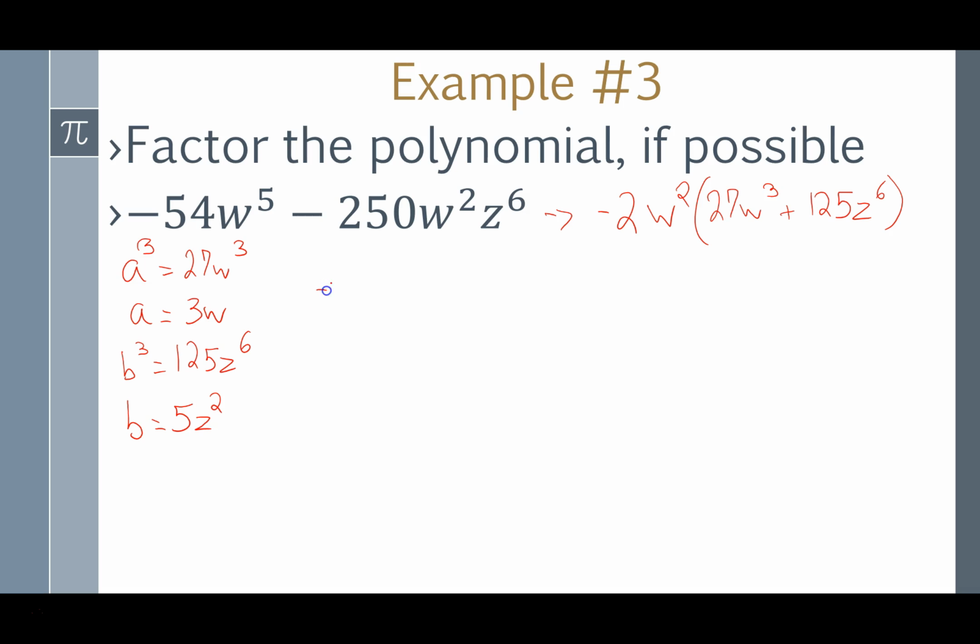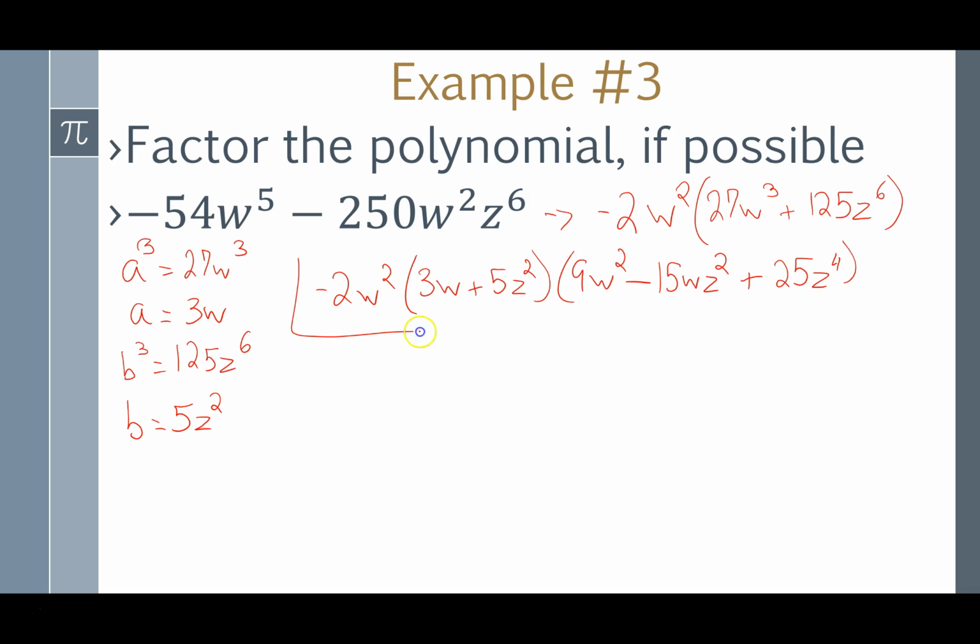So we're now going to plug that into our formula and rewrite the 27w cubed plus 125z to the 6th. Well, since it's a sum, it's a plus b, so 3w plus 5z squared, and then a squared, 9w squared, minus a times b, so 15wz squared, and then plus b squared, so 25z to the 4th. And that's as far as that expression can go.